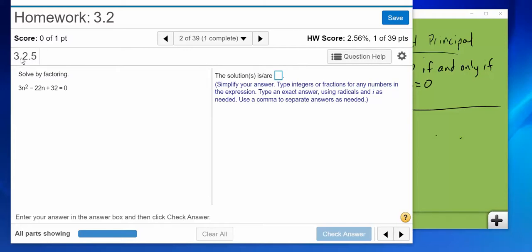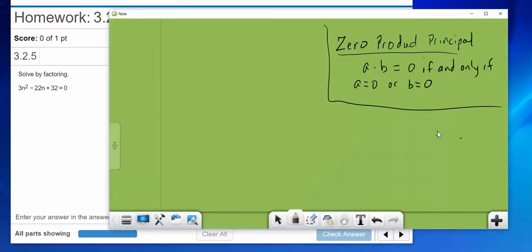On to 3.2.5, solved by factoring. Now, in the last problem, I wrote this zero product principle as an if-then statement. Technically, it's an if and only if statement, so you can go either way. We'll be using it the way it's written.